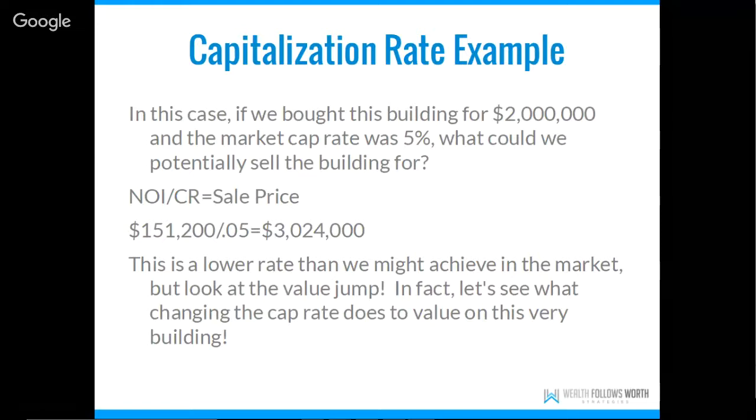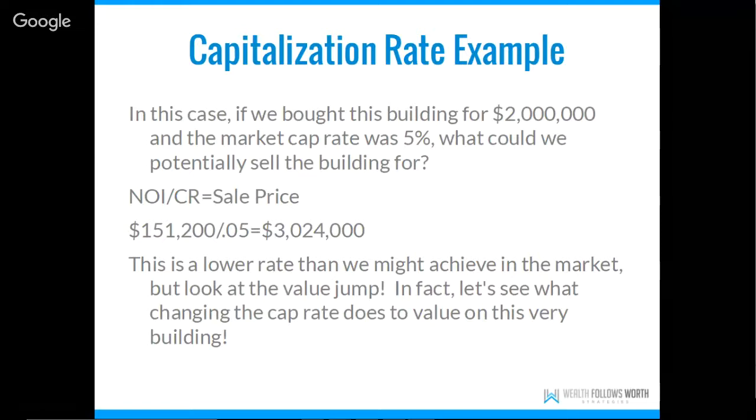What I'm also saying here is, if you can buy properties with great rates of return and you're in a market that has a lower rate of return, you can lower the rate of return and raise the sales price and make a profit. We call that a cap rate fixer-upper. We'll get to that in just a second. But again, if you take that NOI divided by the capitalization rate, that equals the sales price. So this building of $151,200 net operating income, if we wanted to sell it at a 5% cap rate, that building would be worth $3 million.